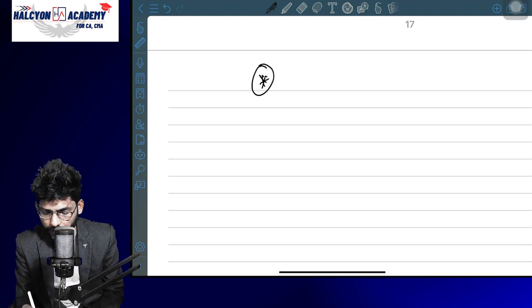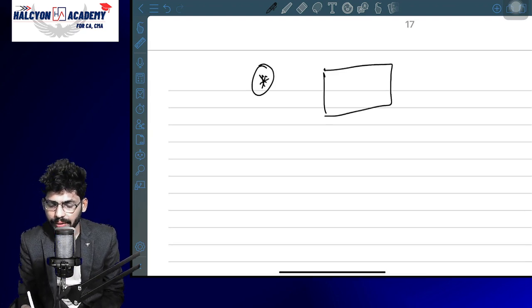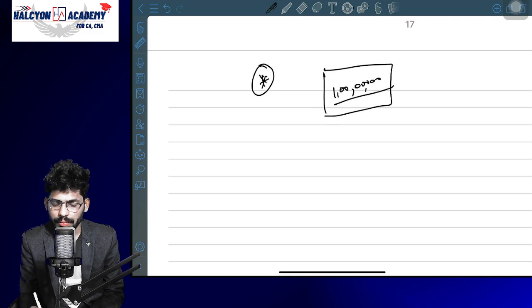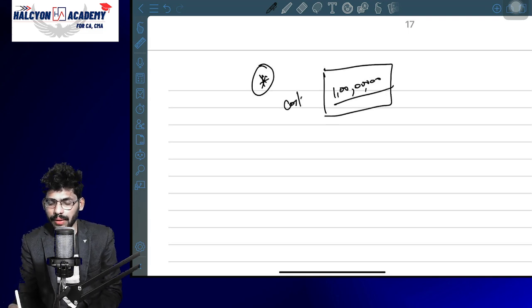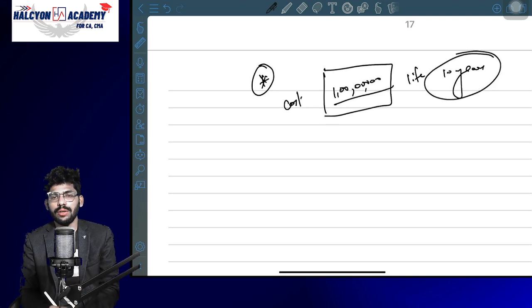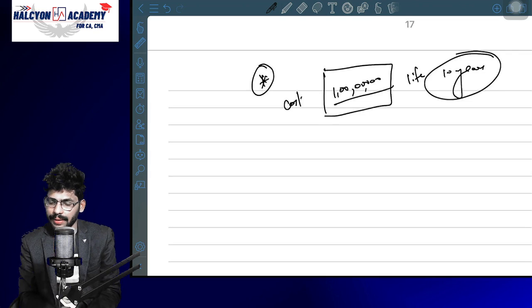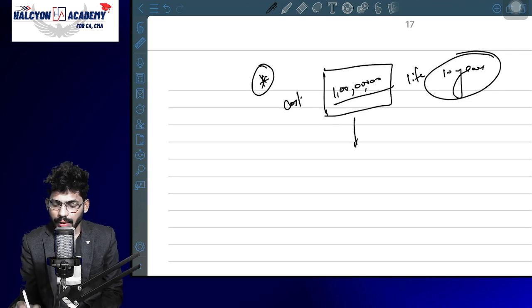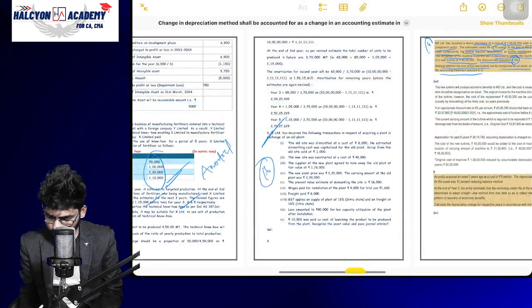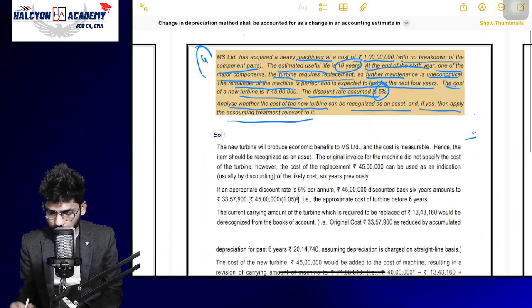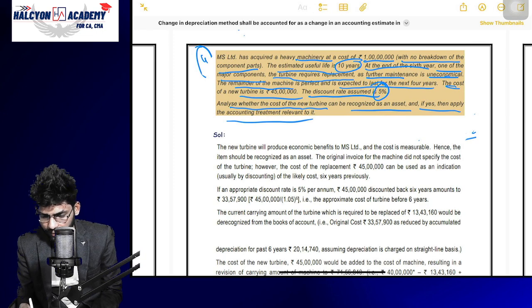Can you please tell me the cost of the machinery? 1 crore, right? This is the cost. Life is how many years? 10 years, correct or not? The cost of the PPE is 1 crore and the life is 10 years. The question clearly says that at the end of the sixth year, correct or not?